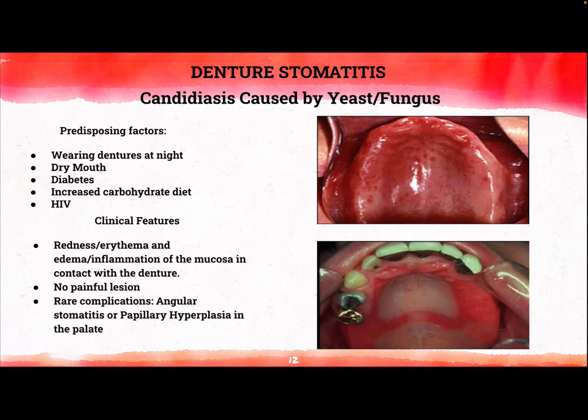Denture stomatitis is another type of candidiasis, occurring when dentures are present and warm for a long time. Clinical features are redness and inflammation of the mucosa and no painful lesions. Rare complications are angular stomatitis or papillary hyperplasia.